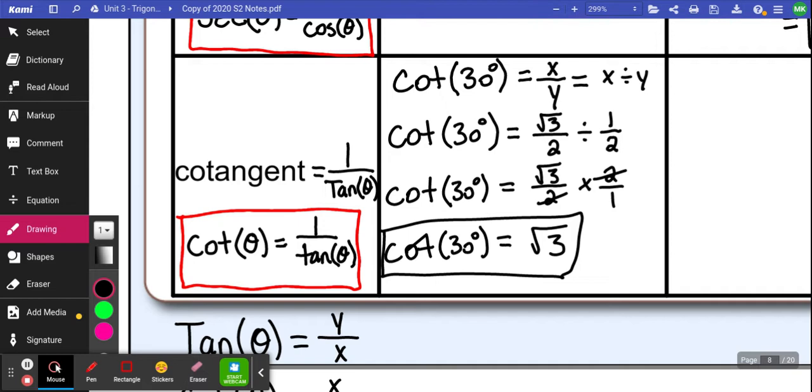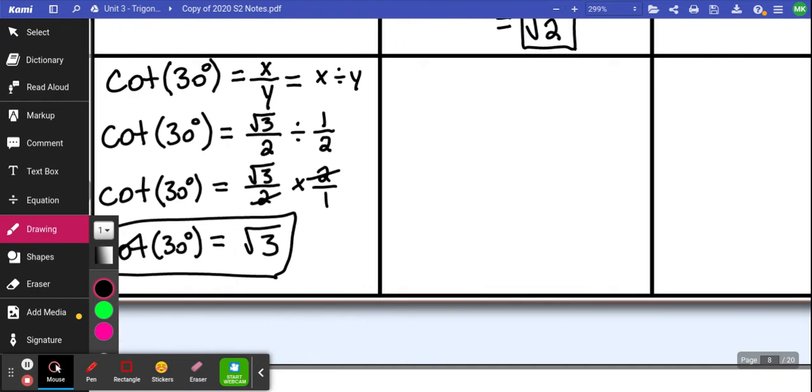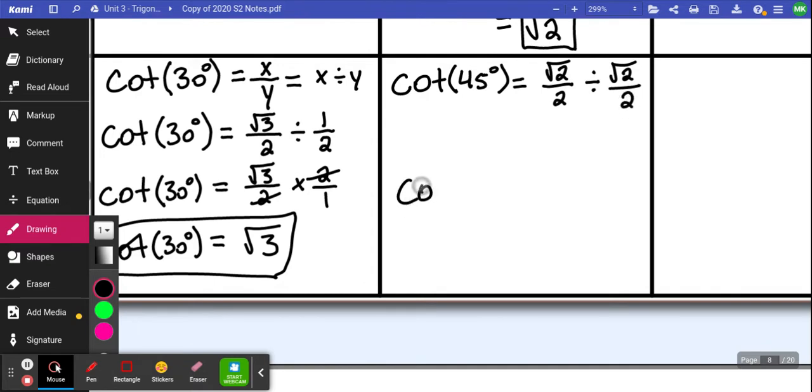Cool. Tangent and cotangent of 45 degrees are both very easy to calculate. The reason they're easy to calculate is because at 45 degrees, x and y are the same value. They're both root 2 over 2. So when I do cotangent of 45 degrees, it equals x, which is root 2 over 2, divided by y, which is root 2 over 2. Anything divided by itself is 1. So cotangent at 45 degrees is 1.